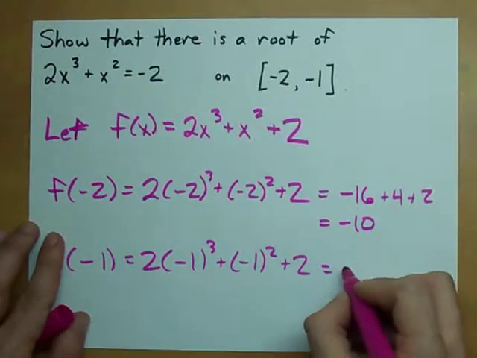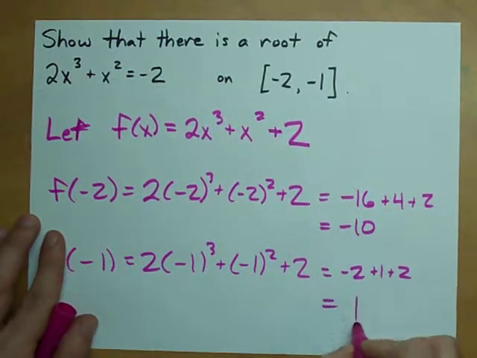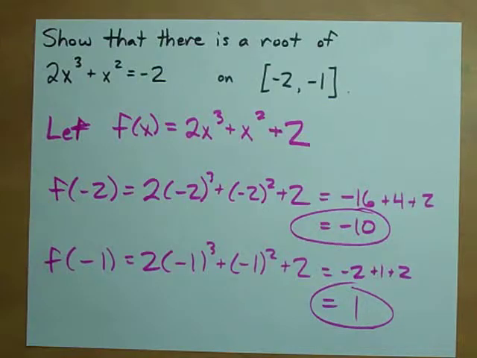And I get -1 plus 1 plus 2. And I got 2 over here. The key is that one of these is positive and one of these is negative.